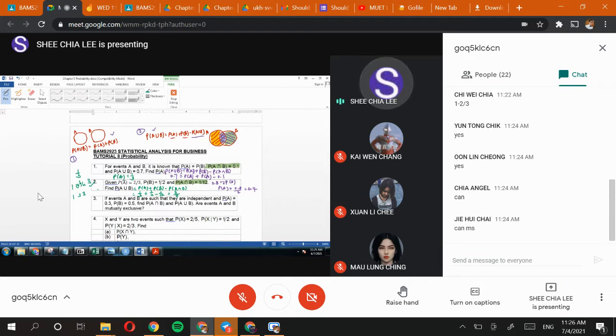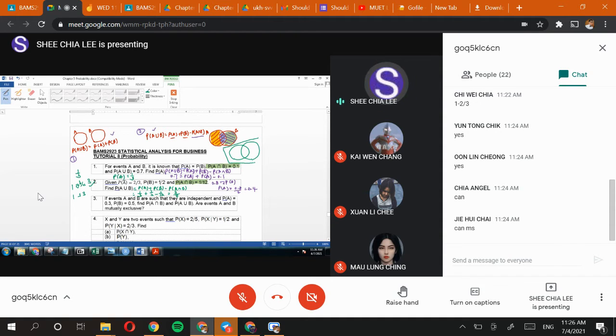Okay, sorry, just now for question 1, I wanted to show you the Venn diagram but I forgot. So for question 1, I show you the Venn diagram, for those who want to use a Venn diagram to solve. You see, A union B, A intersect B is 0.1. So you draw.